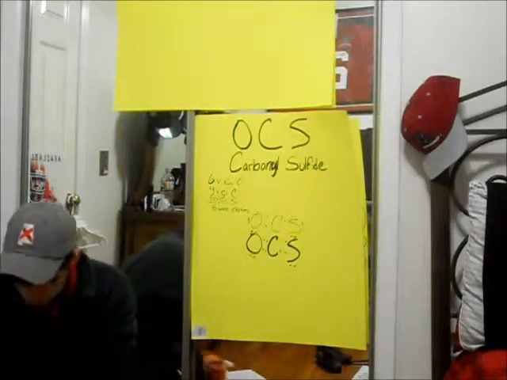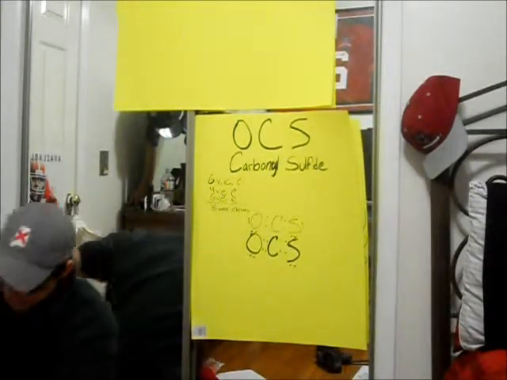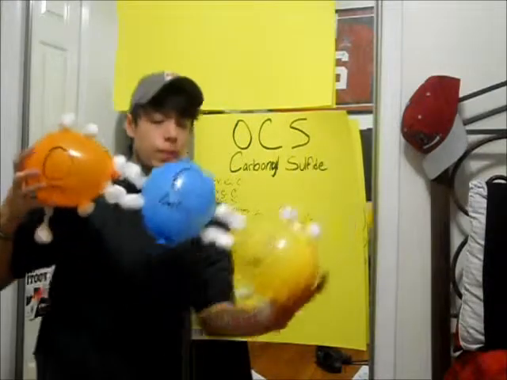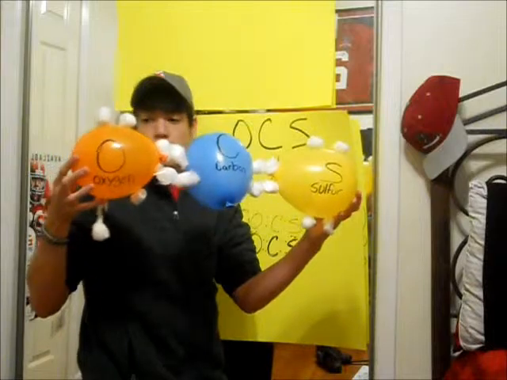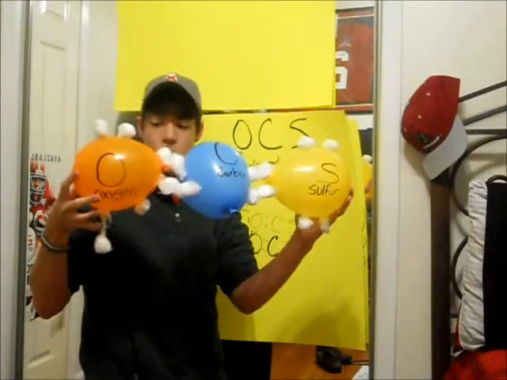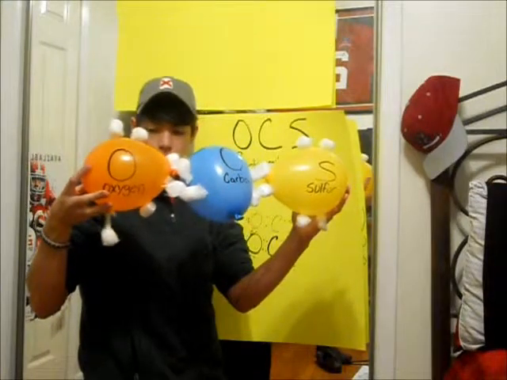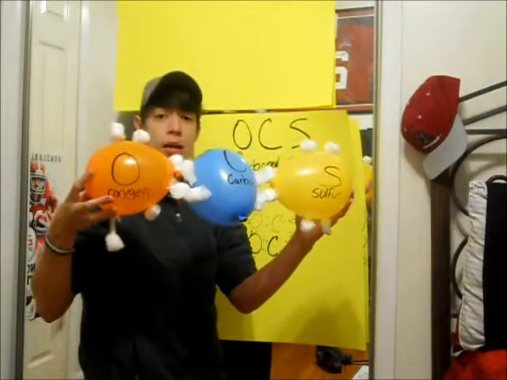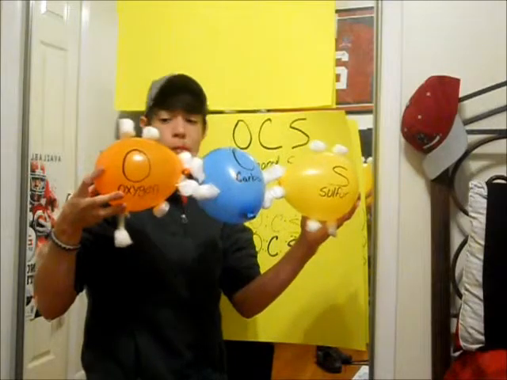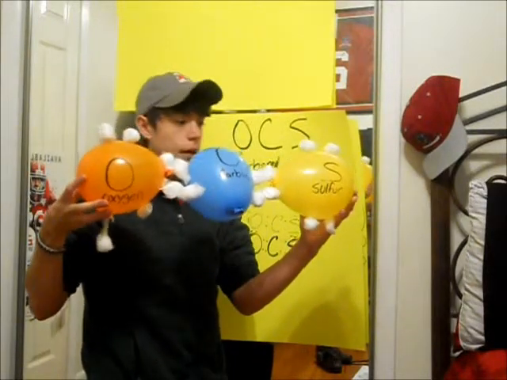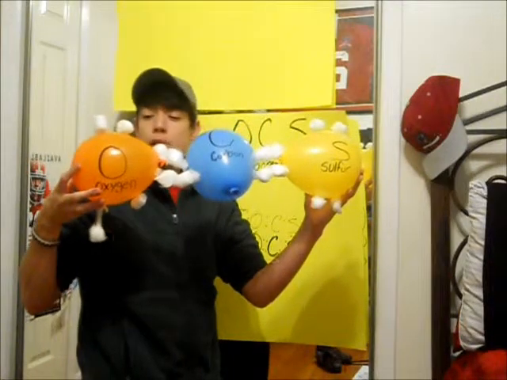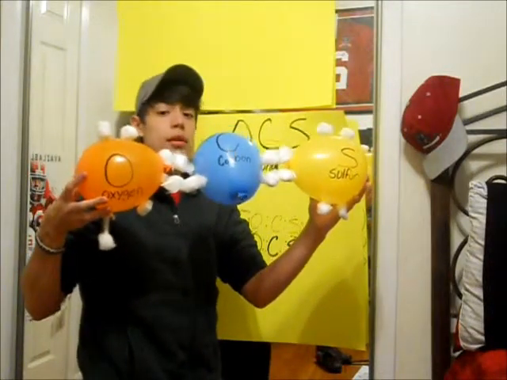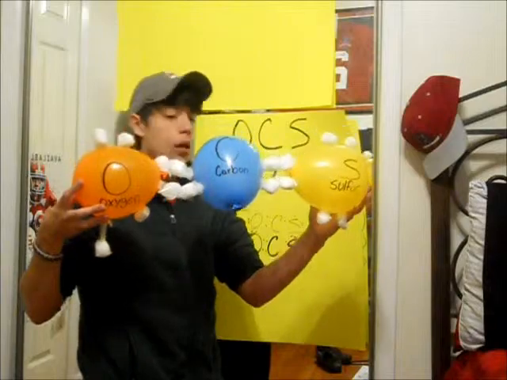Little homemade thing right here. If you look at this, the blue balloon represents carbon, the orange balloon is oxygen, and the yellow balloon is sulfur. You have an electron trying to escape there. And the cotton balls represent the electrons. Now you can tell the double cotton balls on carbon and oxygen represent the double bonds. Okay.